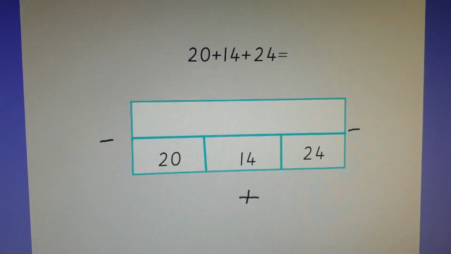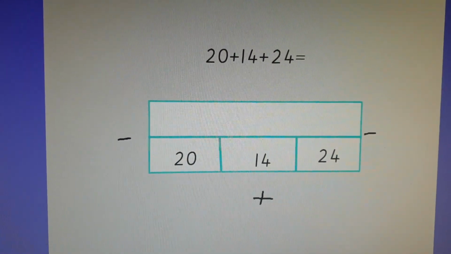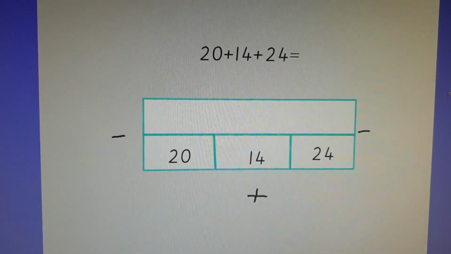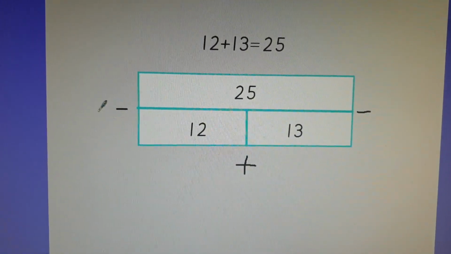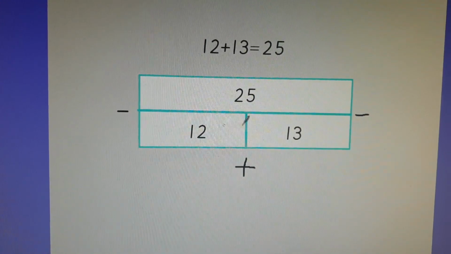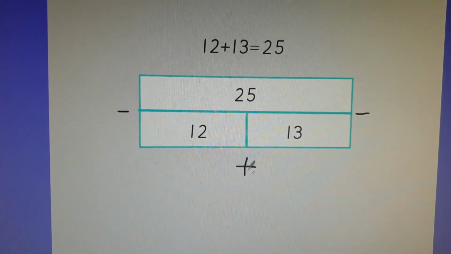So when you're doing your maths today, please make sure you're using your bar model just so that you know that you definitely understand where the numbers go in the bar. Make sure you are putting your subtraction, your takeaway signs on the side, your add sign at the bottom.